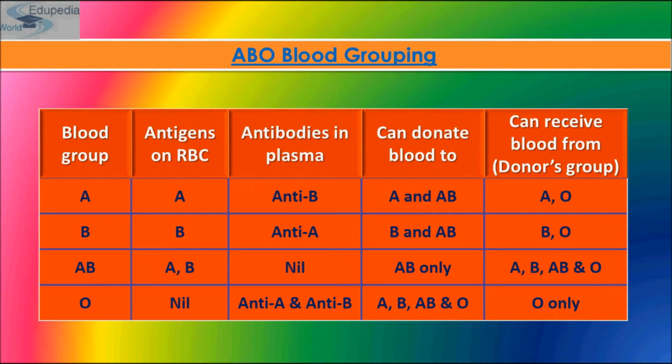Blood group AB has antigens A and B on the RBC, but the antibodies in plasma are nil. It can donate blood to AB, but can receive from A, B, AB and O, and you can say that it is a universal acceptor. And then comes O. It has no antigen on the RBC. It has antibodies anti-A and anti-B, so it can donate blood to A, B, AB and O, but it can receive blood from O only.